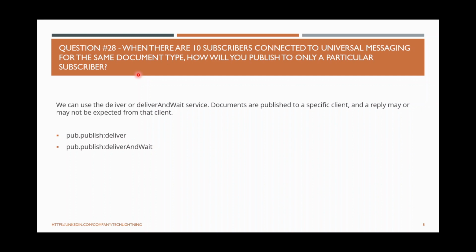It will go to the messaging layer, and then whatever triggers you have will subscribe. For example, I have one document and 10 subscribers. Then all 10 will subscribe, or any trigger matching that condition will subscribe, correct? But if you want to send it to a specific trigger or specific subscriber, then what will we do? We can use the service pub.publish.deliver. This service will send the data to a specific subscriber or specific trigger, and that will happen asynchronously. You won't wait for any reply. But if you want to wait for a reply from the trigger, then you can use the deliver and wait service.